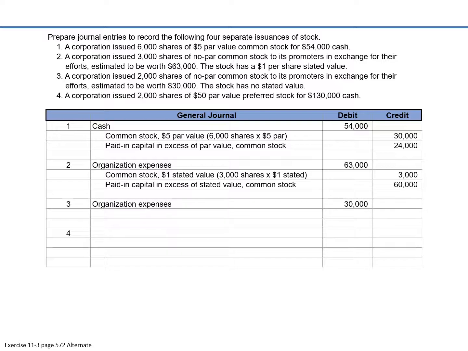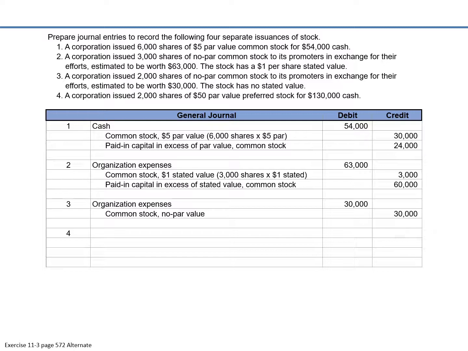In situation 3, the corporation is issuing 2,000 shares of no par value common stock to its promoters in exchange for their efforts, estimated to be worth $30,000. So they're going to have organization expenses of $30,000 and common stock of $30,000. There's no par, so there's no paid in capital in excess of par because par doesn't exist.